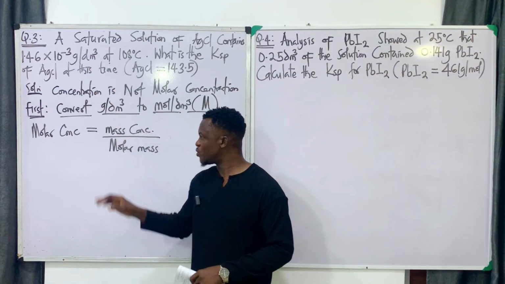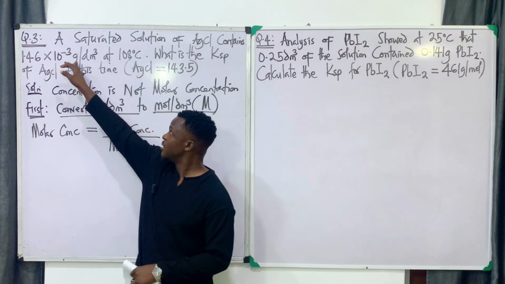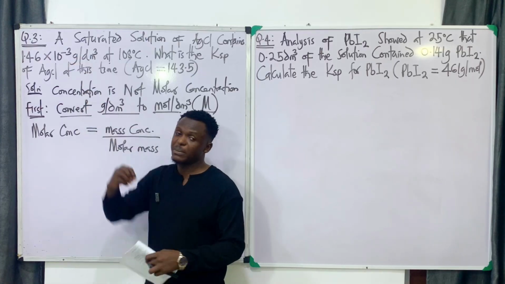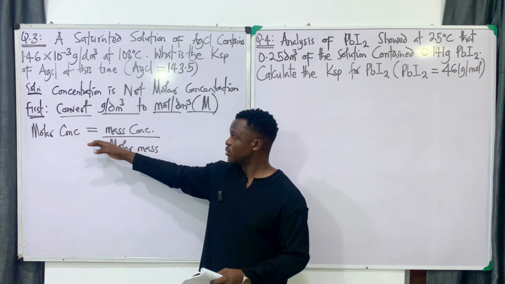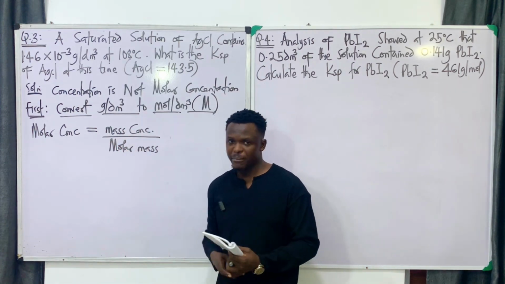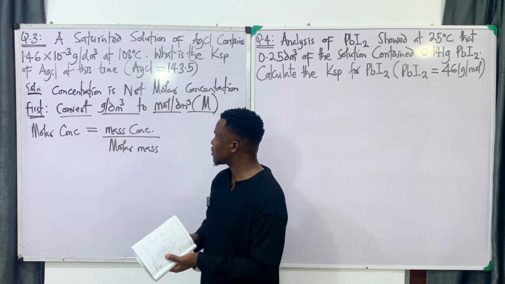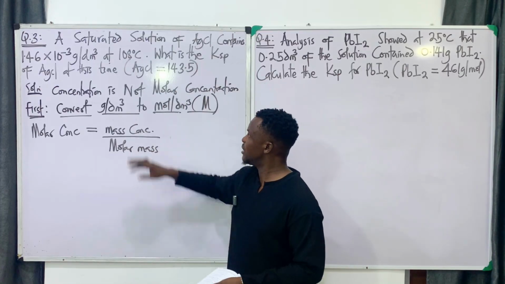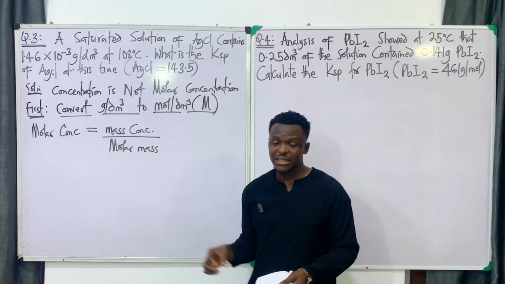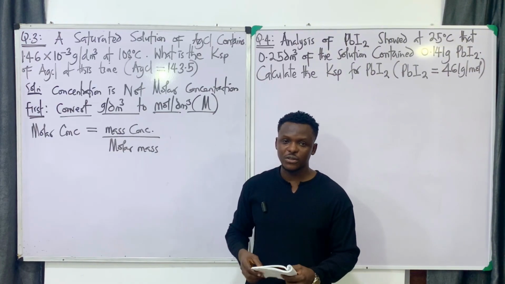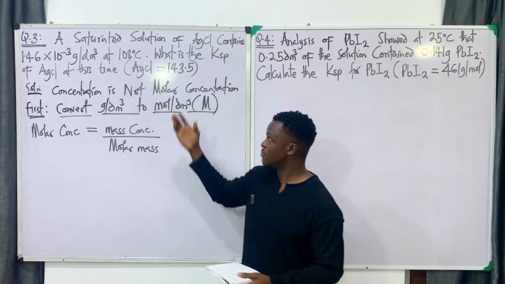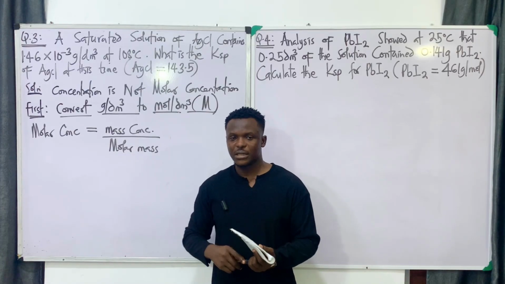So in case we interchange them, or in case it is being used interchangeably, the relationship between mass concentration, that is grams per dm cube or grams per liter, to molar concentration is this formula. Molar concentration is mass concentration all over molar mass, right? So the molar mass of this particular compound, AgCl, is already given to us. That makes it very easy. In a case whereby it's not given to us, I think they should actually give us the atomic mass to sum up together to get the molar mass.